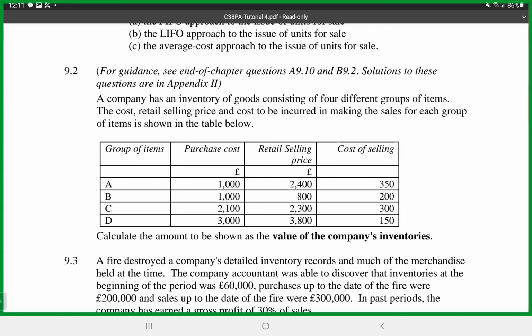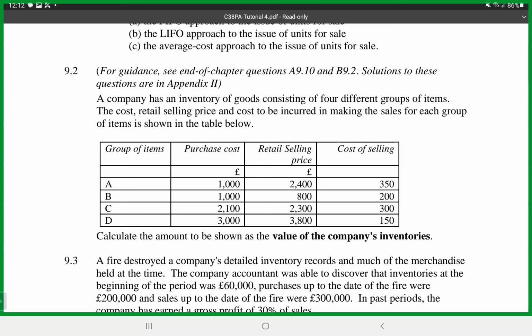So we need to calculate the amount to be shown as the value of the company's inventories. That's all we need. The guidance is that we can use the rule of the lower of cost and net realizable value, and we consider each of the group of items separately. Actually, it's part of the examples in one of the lectures, lecture 5. Most of the concepts in here are from lecture 5.